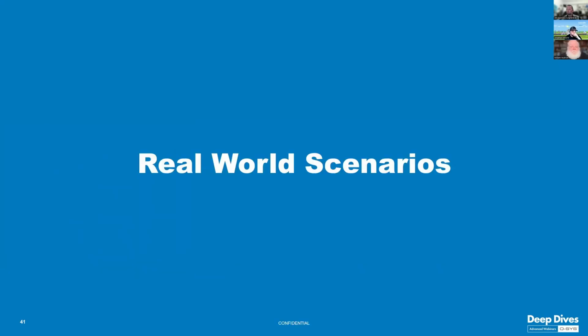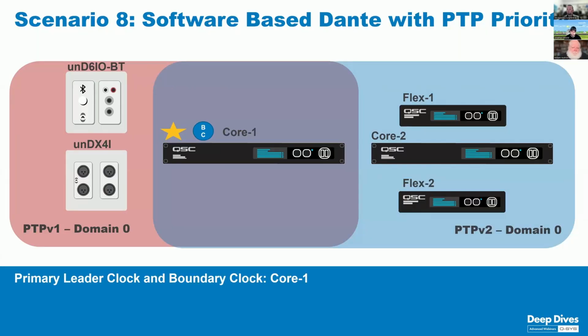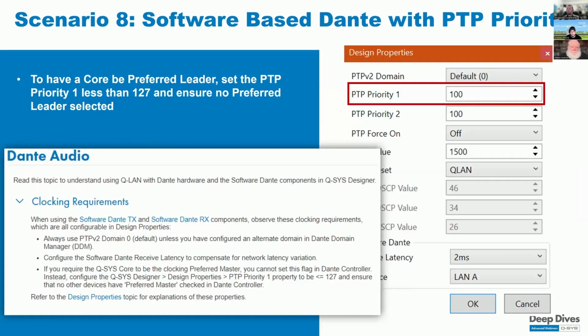Okay? So one more thing to mention is when we're talking about QSys cores specifically, cores that are going to employ Dante have to stay in domain of 0, because by default all Dante devices are in domain of 0. So we can't modify that without utilizing something like DDM, Dante Domain Manager. Okay, so that's one thing to keep in mind.